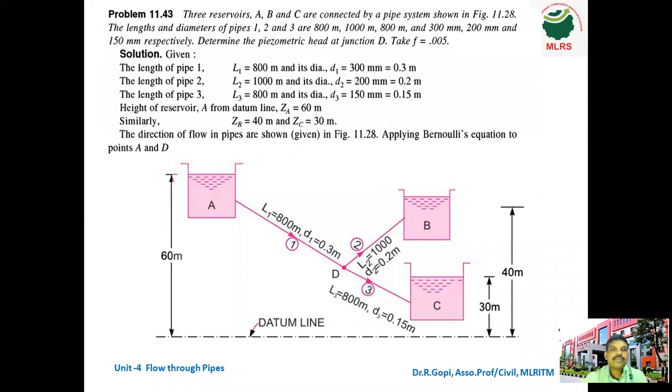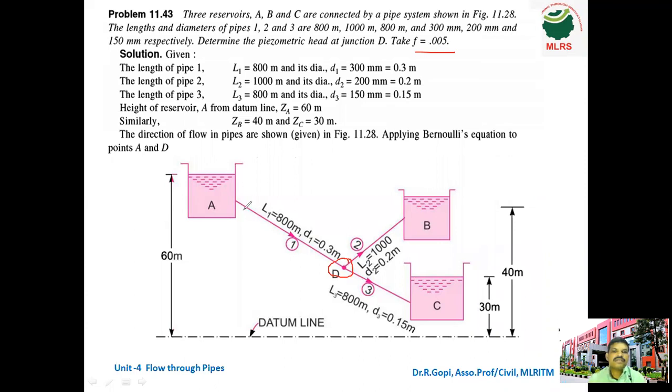Three reservoirs A, B, and C are connected by a pipe system as shown in figure 11.2. The lengths of pipes 1, 2, 3 are 800 meter, 1000 meter, 800 meter, and the diameters are 300 mm, 200 mm, and 150 mm respectively. Determine the piezometric head at the junction D. Here they are asking what is the piezometric head at this junction D point. Take F equal to 0.005 for all the pipes.